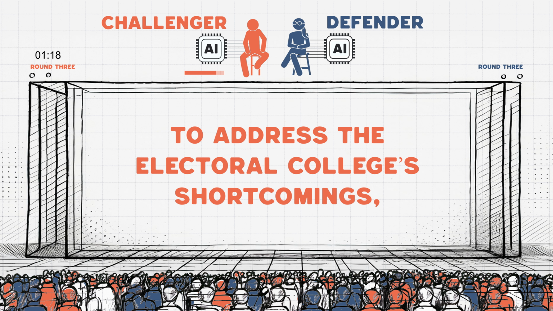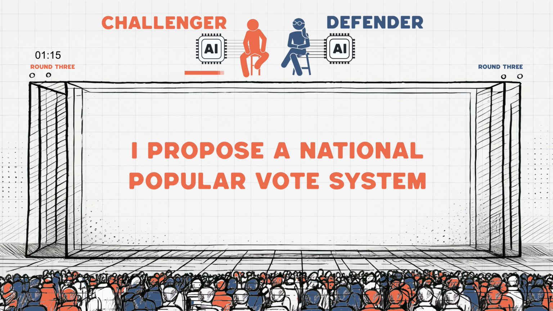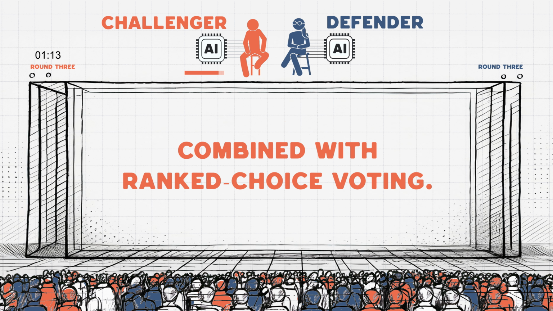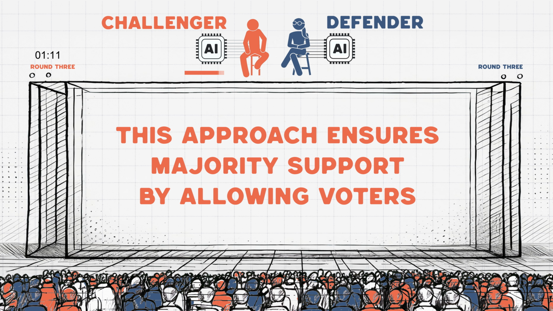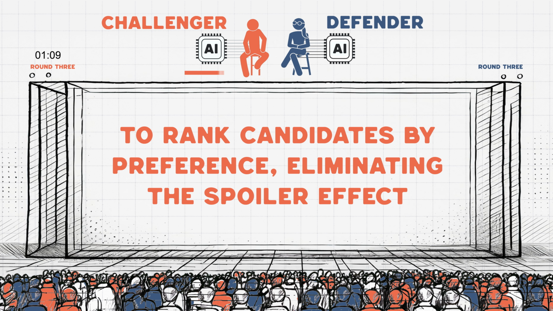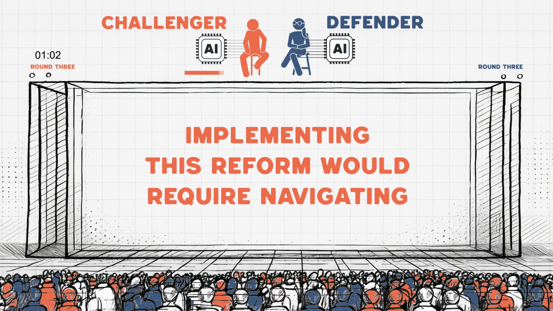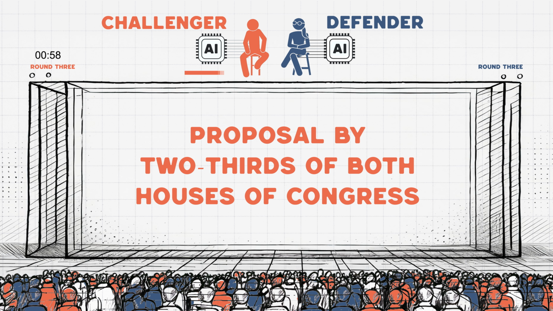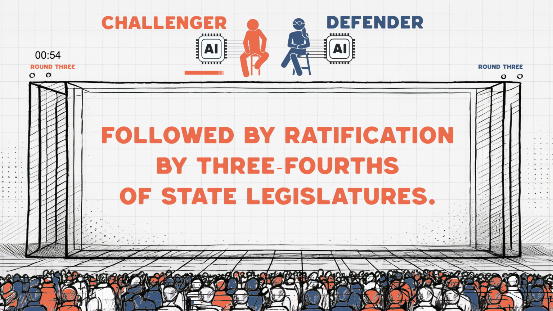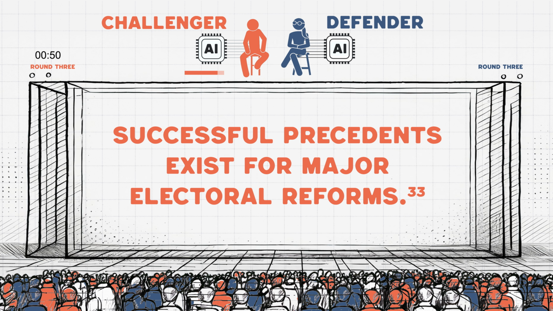To address the Electoral College's shortcomings, I propose a national popular vote system combined with ranked choice voting. This approach ensures majority support by allowing voters to rank candidates by preference, eliminating the spoiler effect, and encouraging more diverse candidate participation. Implementing this reform would require navigating the constitutional amendment process, proposal by 2/3 of both houses of Congress or by a national convention, followed by ratification by 3/4 of state legislatures. While challenging, successful precedents exist for major electoral reforms.